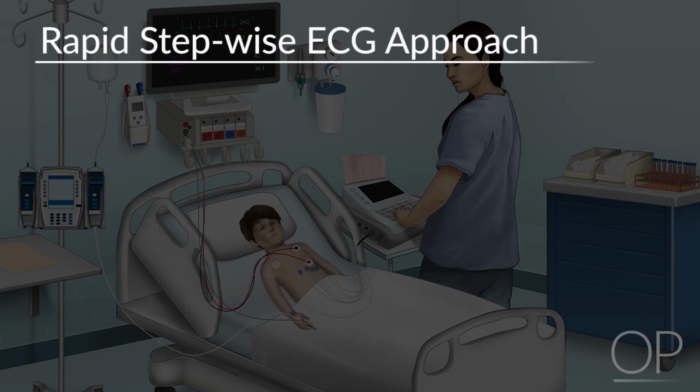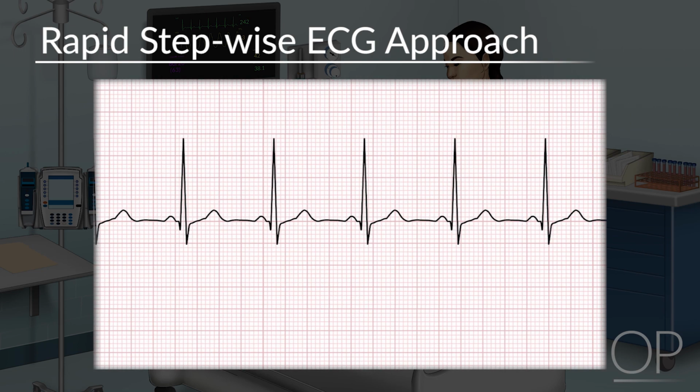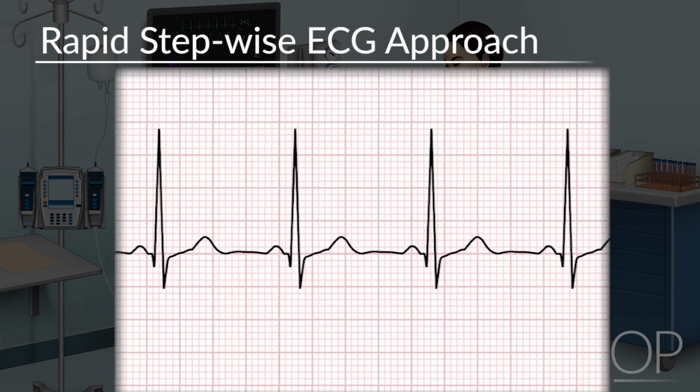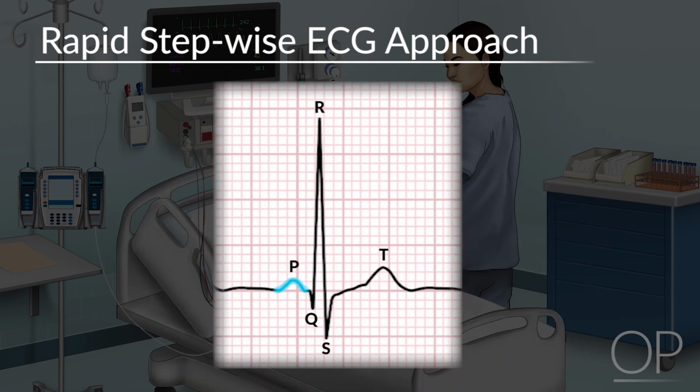A rapid but systematic approach is necessary for diagnosing tachyarrhythmias on an ECG. What is the rate? Is it too fast for age? The presence of P waves or the morphology of the P wave? The relationship of the P waves to the QRS complexes. Is it 1-to-1 or are there too many P waves for each QRS? And again, is it a wide or narrow complex QRS?